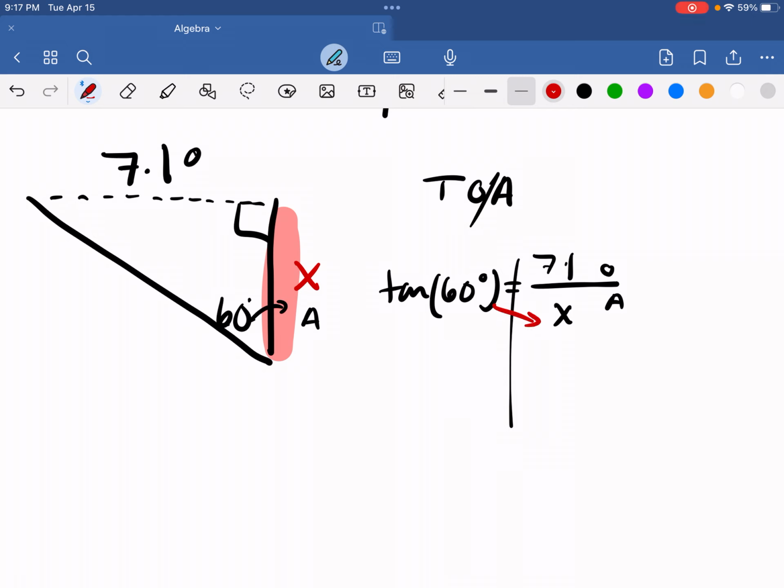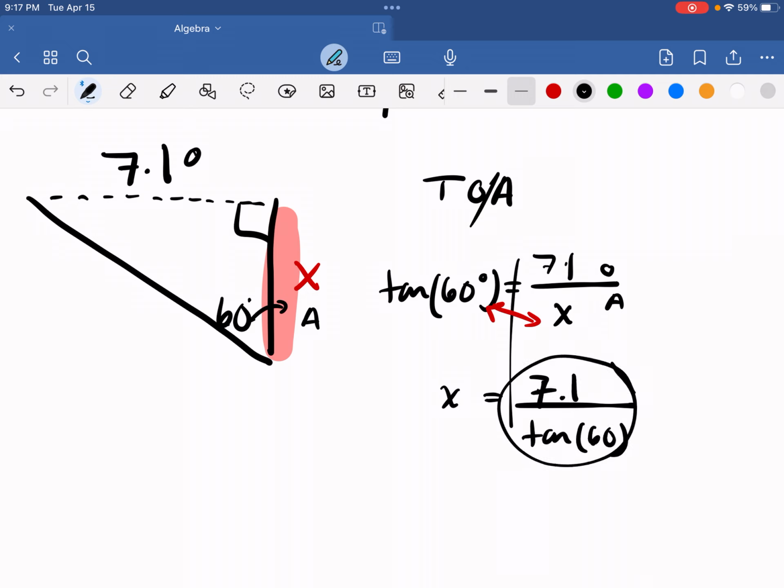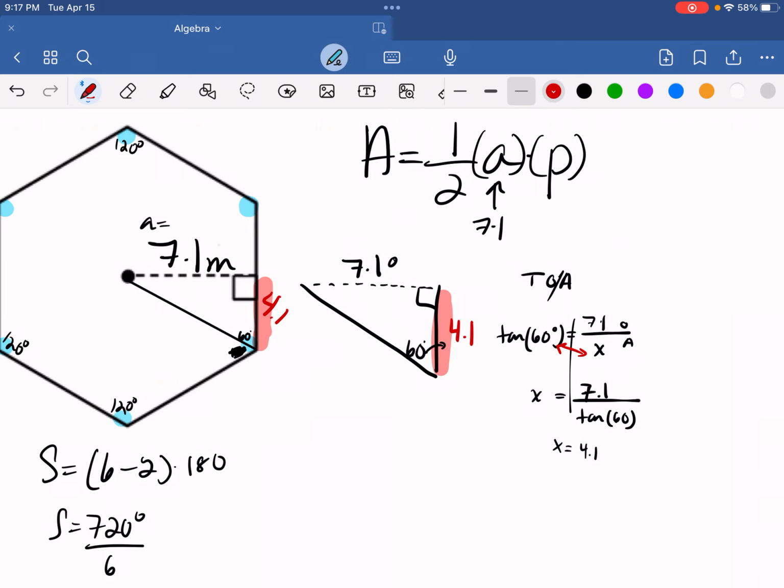When X is on the bottom, these two switch places. So it's still a fraction. 7.1 is still at the top, but tan 60 goes to the bottom. And we type this in the calculator, 7.1 divided by tan 60. Make sure your calculator is in degrees, or it doesn't work. 7.1 divided by tan 60. And again, we get 4.1. Same thing, you get 4.099, so that's 4.1. So it means this right here measures 4.1.